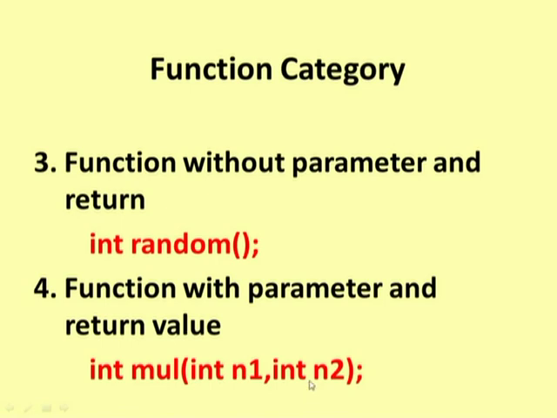In short, there are 4 categories of the function: function without parameter, without return value; function without parameter but with return value; function with parameter but no return value; and function with parameter and with return value. So these are the 4 categories of the function.